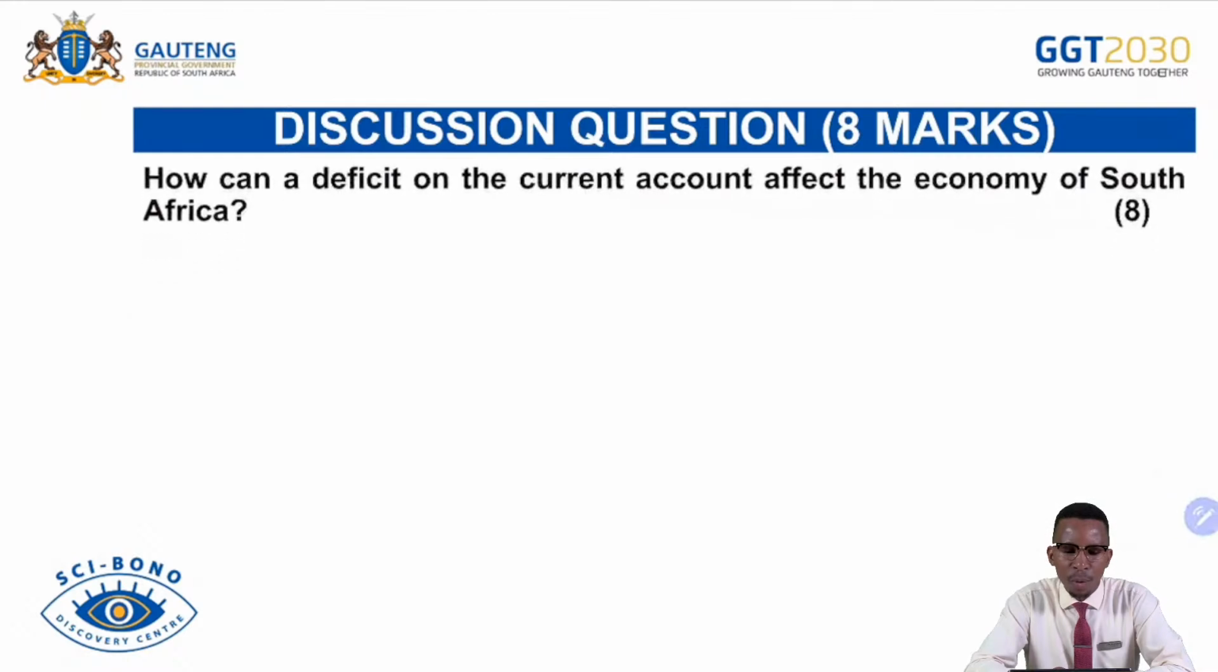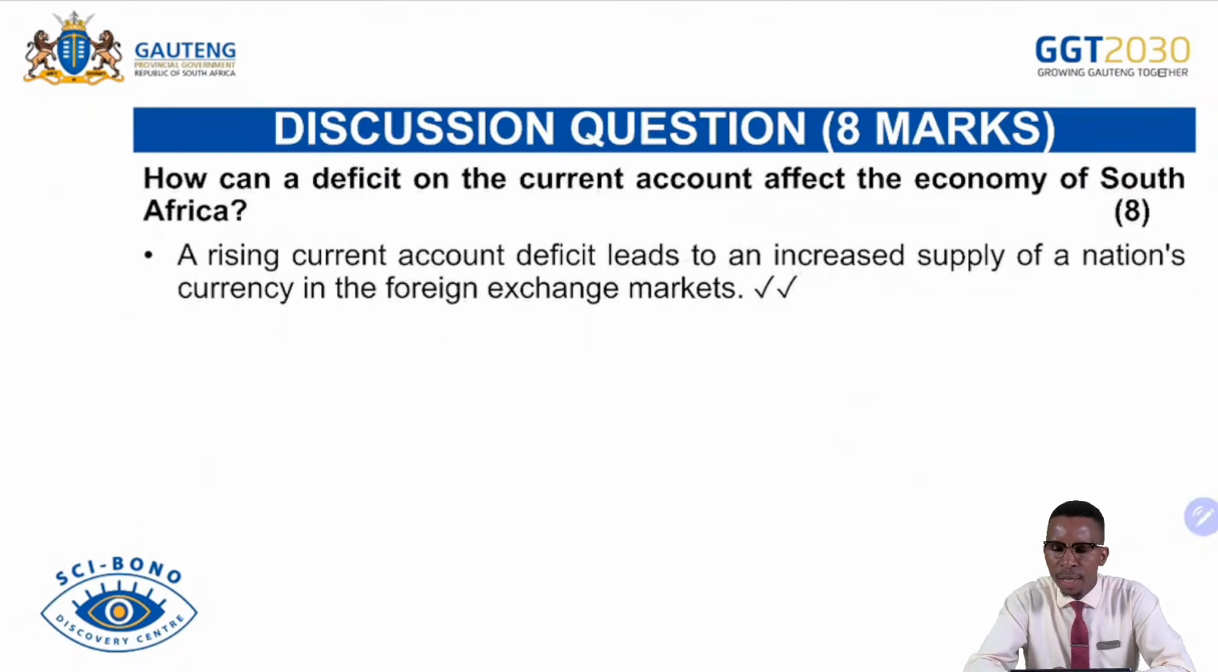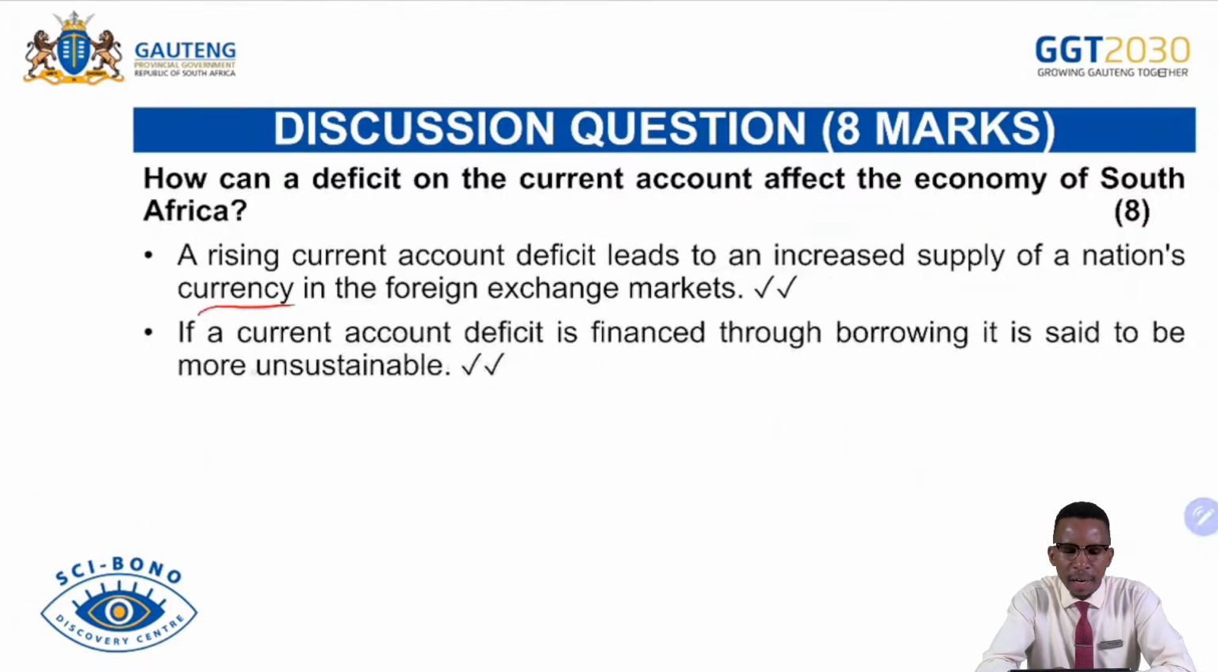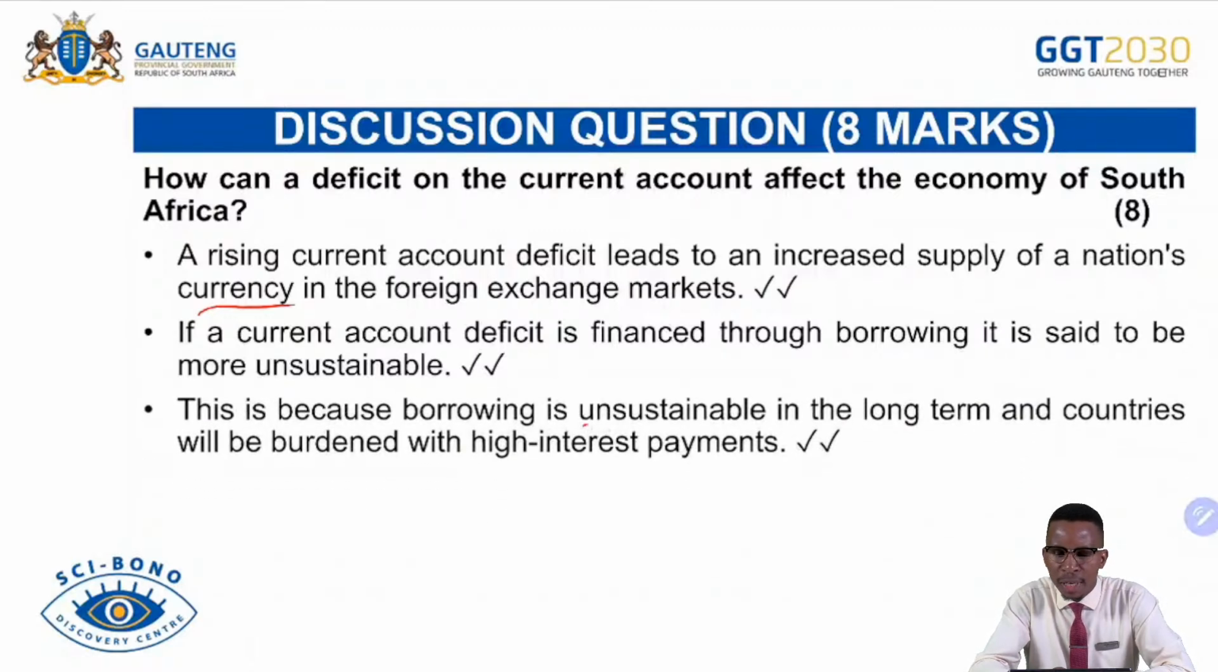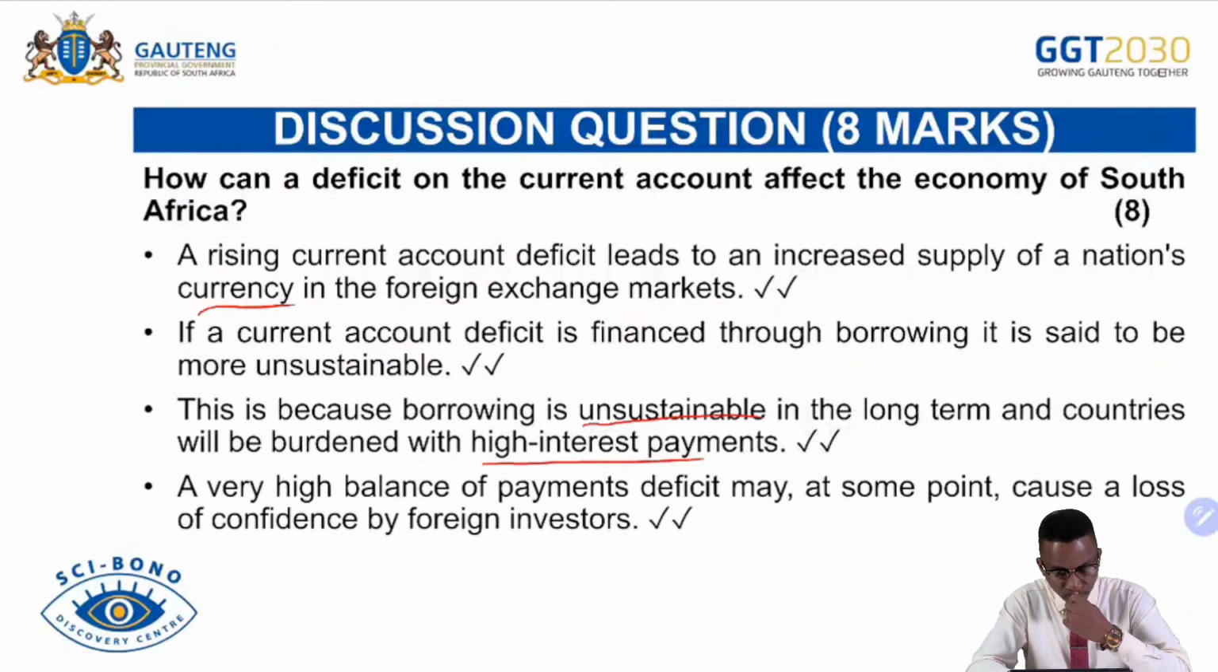And then we continue with the same question. A rising current account deficit leads to an increase in the supply of the nation's currency in the foreign exchange markets. If a current account deficit is financed through borrowing, it is said to be more unsustainable. This is because borrowing is unsustainable in the long term, and countries will be burdened with high interest payments in the future, because the country will be facing high debts. If the country is facing high foreign debts, then it will be unable to pay those debts because of the high interest rates. A very high balance of payments deficit may at some point cause a loss of confidence by foreign investors.